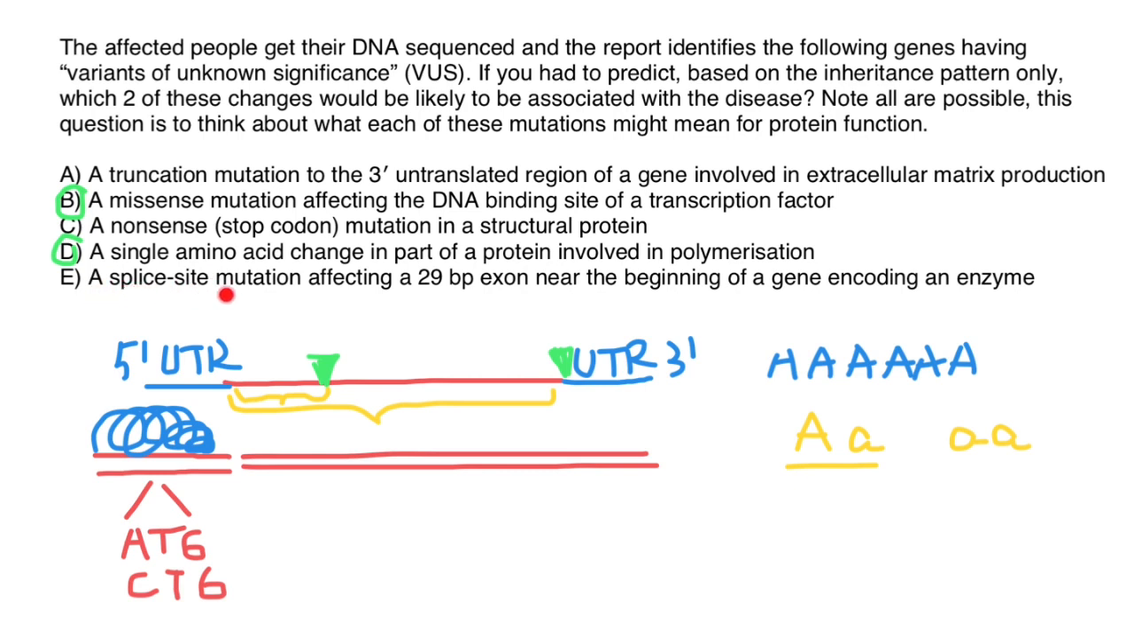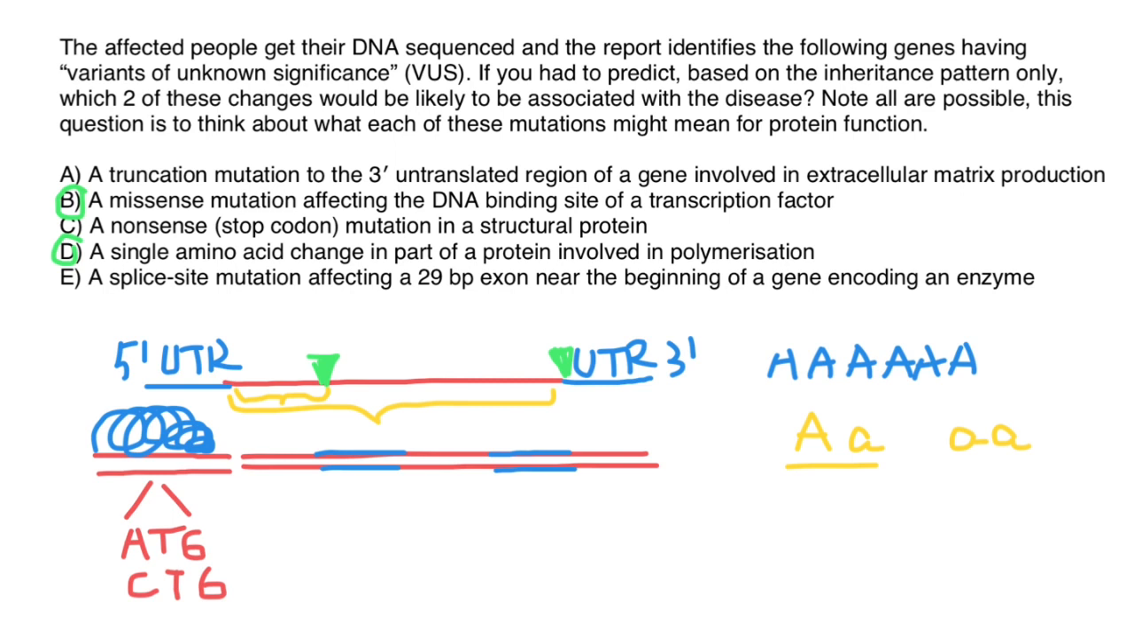E, a splice site mutation affecting a 29 base pair exon near the beginning of the gene encoding an enzyme. Now let's return to this picture of the double-stranded DNA of the gene, and actually a gene consists of two parts: those parts which would be translated into the protein and those which are not going to be translated into the protein. Those parts which would be translated we call exons, and those which are not going to be translated, I show them with blue color, we call introns.